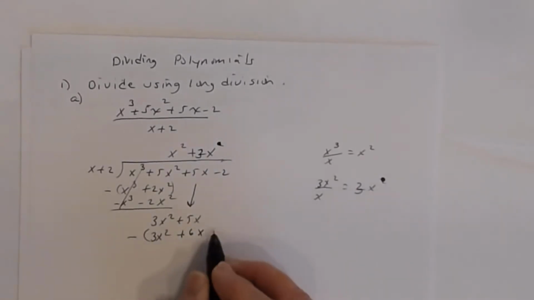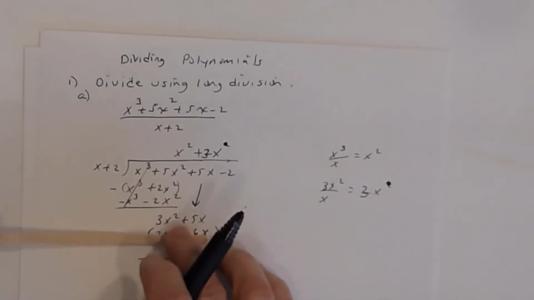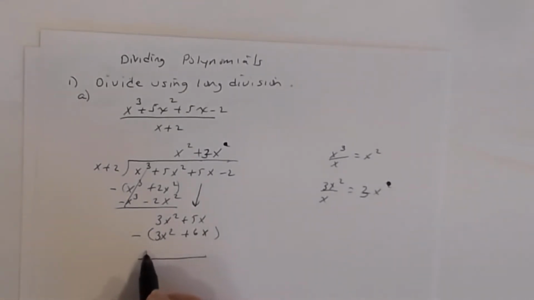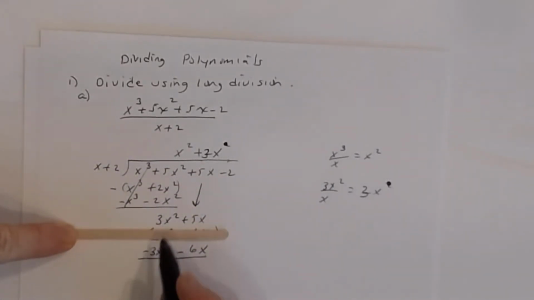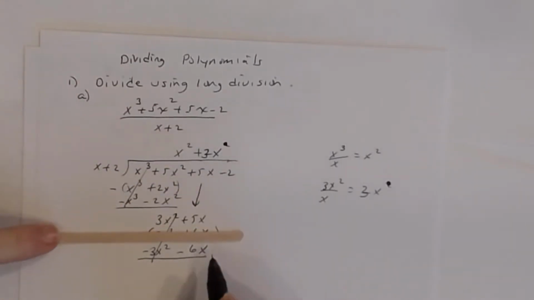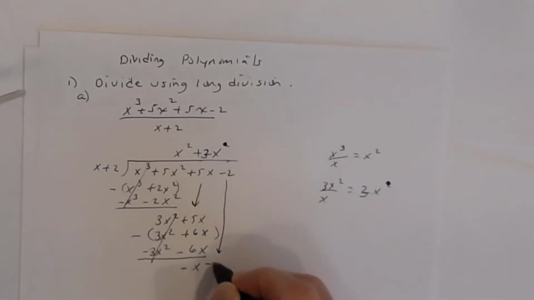And then you subtract. All right, and then when you subtract, let's go ahead and get rid of the parentheses. So when I subtract, the opposite of 3x squared is a negative 3x squared, and the opposite of 6x is a negative 6x. And I'm going to add those up. And so these cancel out. 3x squared and negative 3x squared, 0. 5x and a negative 6x is a negative x. And then you bring down the next term.